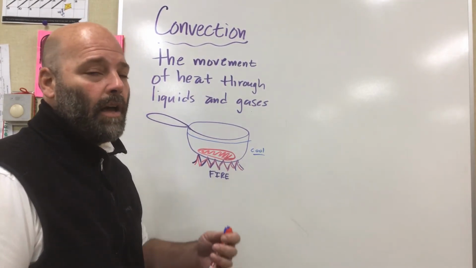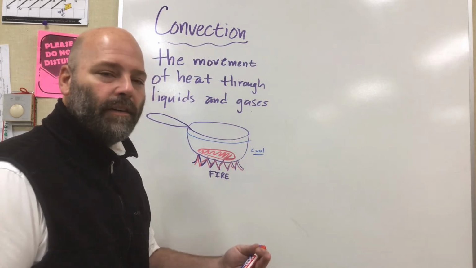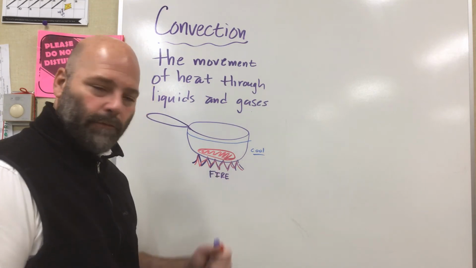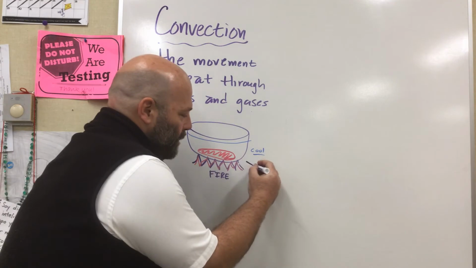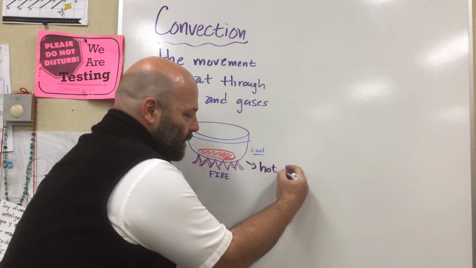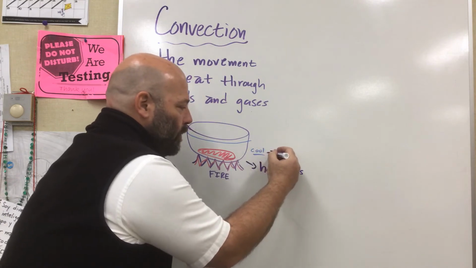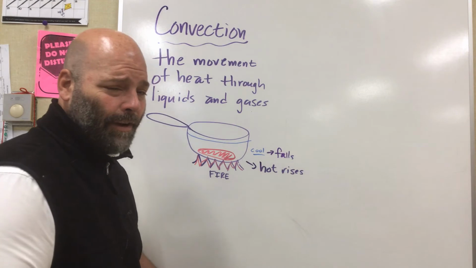We talk about how hot air rises. Hot liquids want to rise because they're lighter. Cold things want to fall because they're heavier. It's the same thing with convection. So when things like this start to happen, hot rises, and cool falls. So this is how a pot of water starts to boil.